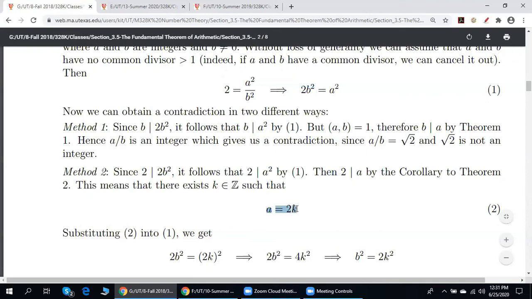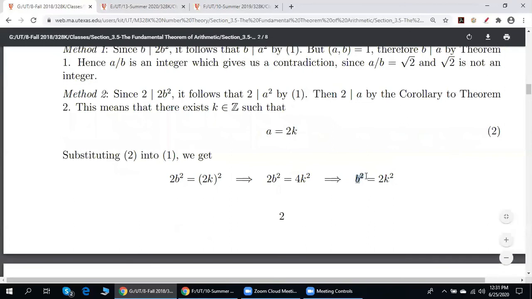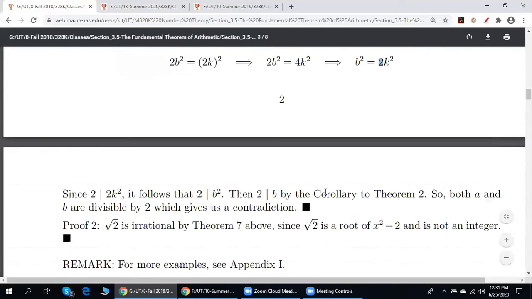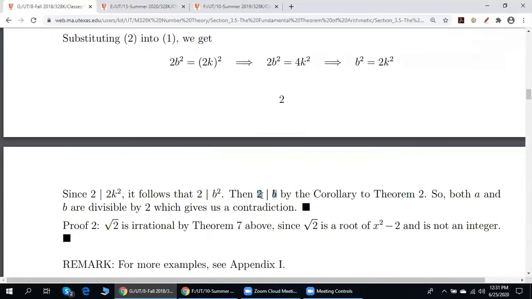Therefore, a is even. Or replace a by 2k. Done. Expand parentheses, cancel out 2. Conclusion, b squared is divisible by 2. Therefore, b is divisible by 2. So a and b are divisible by 2. We get a contradiction. But once again, the shortest way is to use theorem 7.